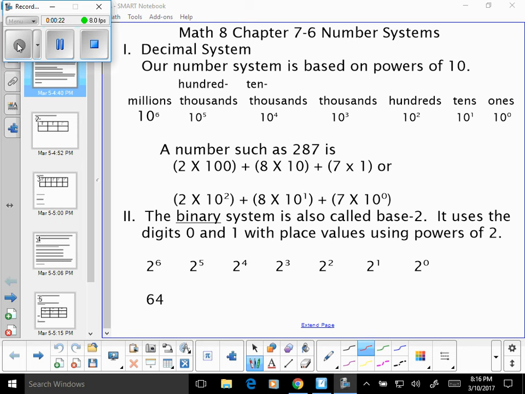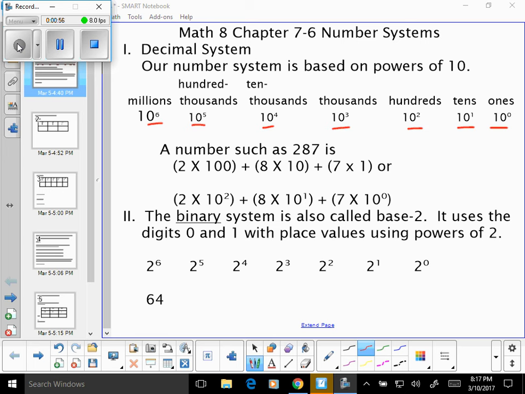Our number system is actually based on powers of 10. In case you're wondering, how does this relate to working with all these exponents that we've had? Just a reminder of our place values: we have ones, which is 10 to the 0, tens, which is 10 to the first power, hundreds, which is 10 to the second, thousands, 10,000s, 100,000s, and millions, as I have written here. So let's look at a number such as 287.